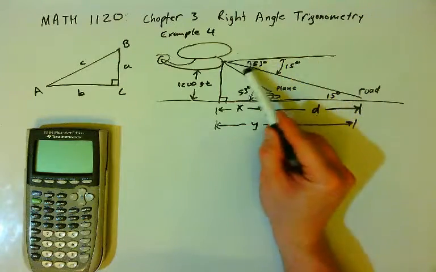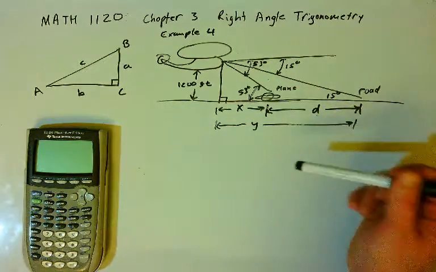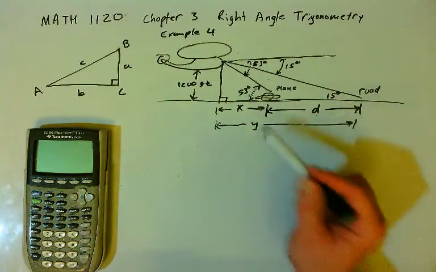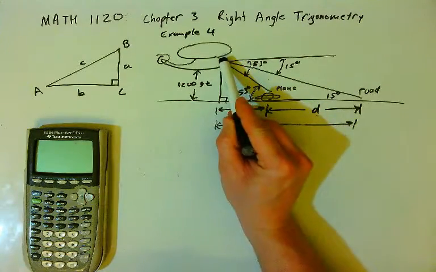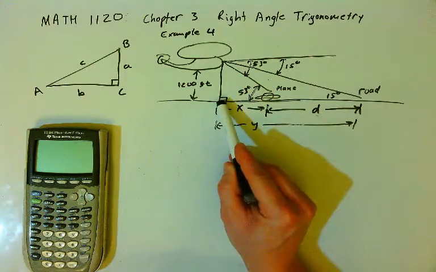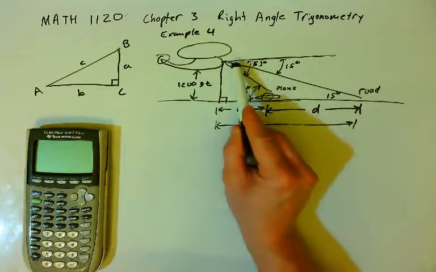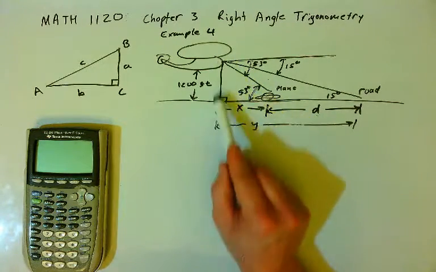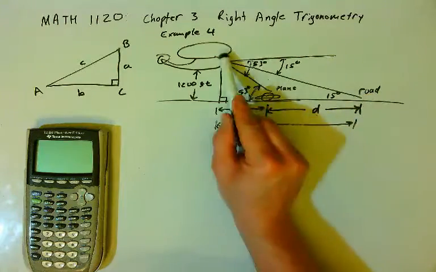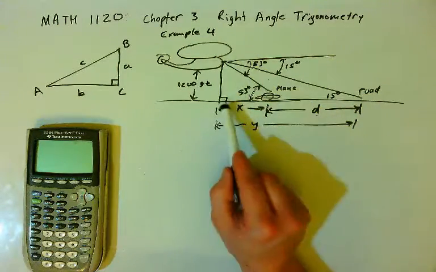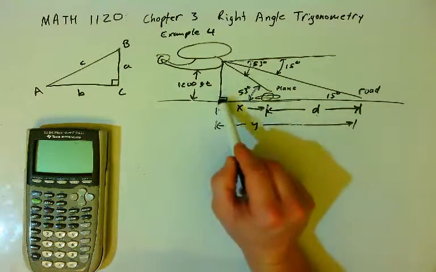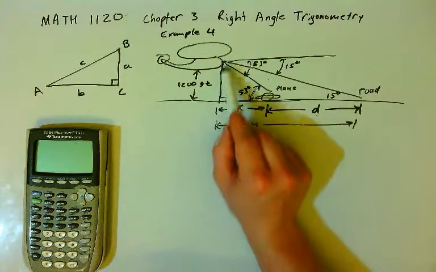The two angles that were given give us information about two different triangles here. The first triangle is formed from Carla straight down to the ground, out to the plane, and back up to Carla. The other triangle is from Carla down to the ground, out to the road, and back. These two triangles share this 90-degree angle. They also share this side, which is 1,200 feet.